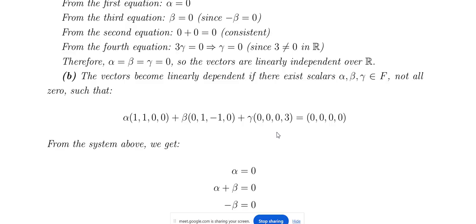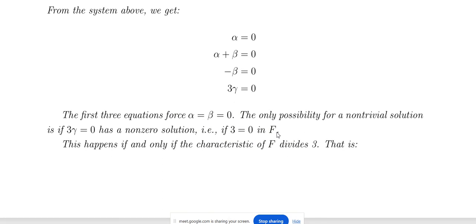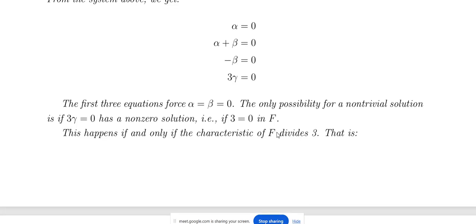if there exist scalars alpha, beta, gamma belonging to F, not all 0, such that the combination equals 0. From the system, the first three equations give alpha and beta equal to 0. The only possibility of a non-trivial solution is if 3 gamma equals 0 with gamma non-zero. So that means if 3 equals 0 in F, then gamma can be non-zero.